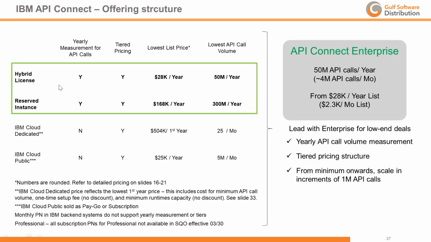But this is a very good model for targeting small and medium customers in this region, because the amount of API calls that you can make using this model is still very generous. A reserved instance would give you 300 million API calls per year, which is again a lot, which large enterprises can probably look at. But for small and medium enterprises, in my view, 50 million should be a good enough number.